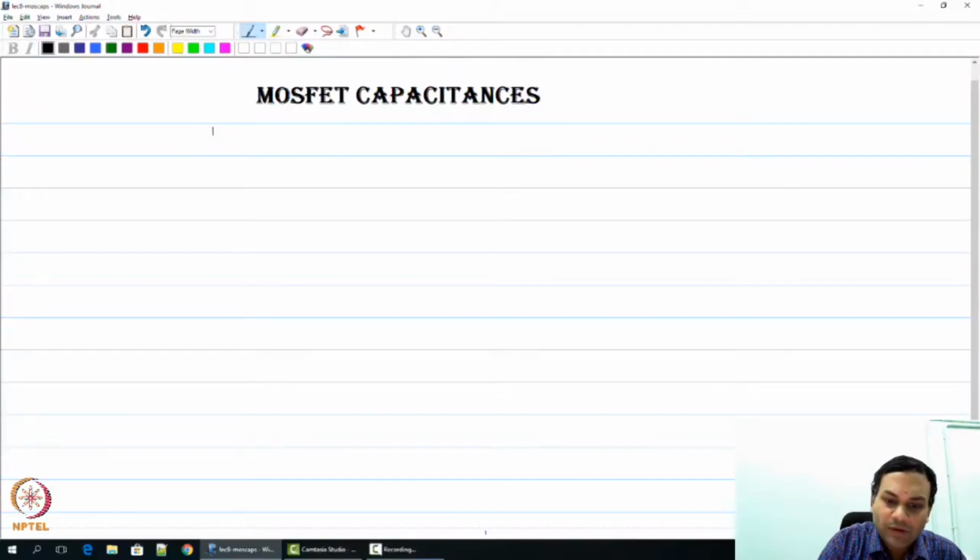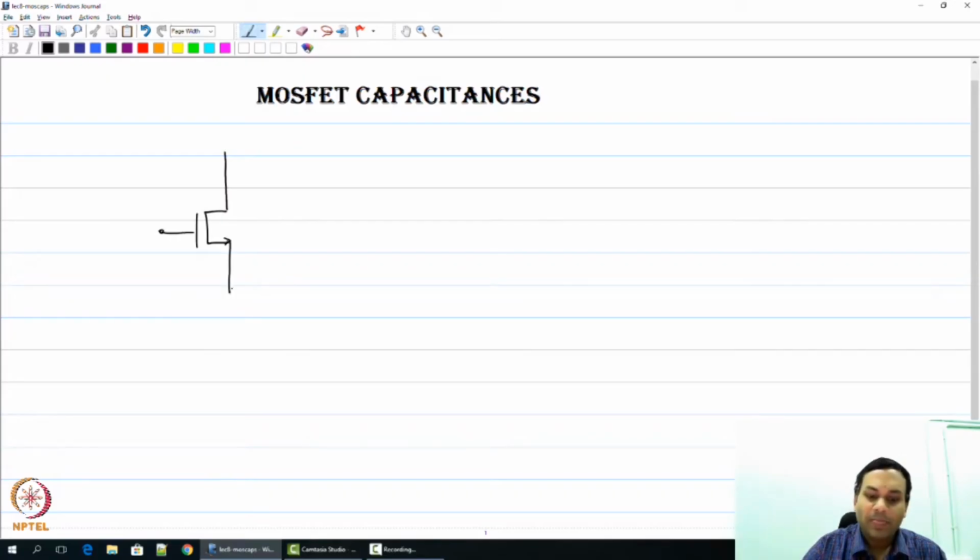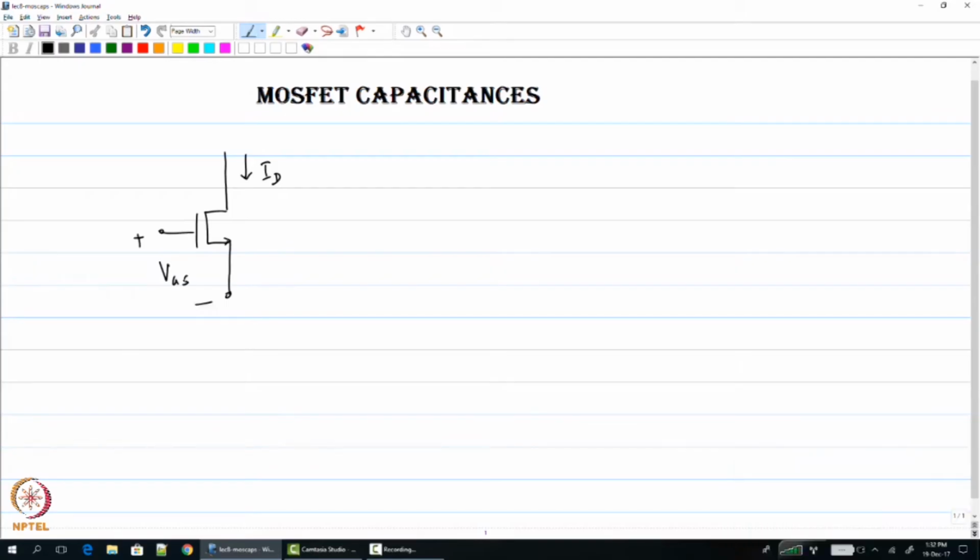In this lecture, we will briefly look at the different types of capacitances associated with a MOSFET. So far, we have been assuming that the MOSFET is an infinitely fast device, and therefore the output drain current will respond almost instantaneously to the applied gate source voltage. But in reality this is not true, and therefore the MOSFET will have a certain delay associated with it, which we will model as capacitances.